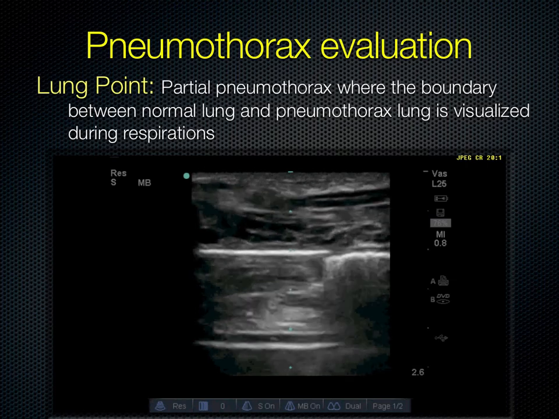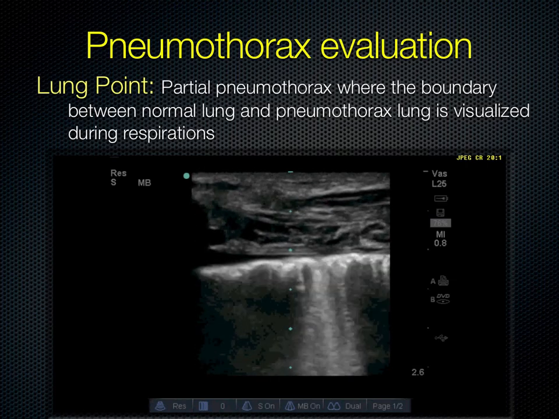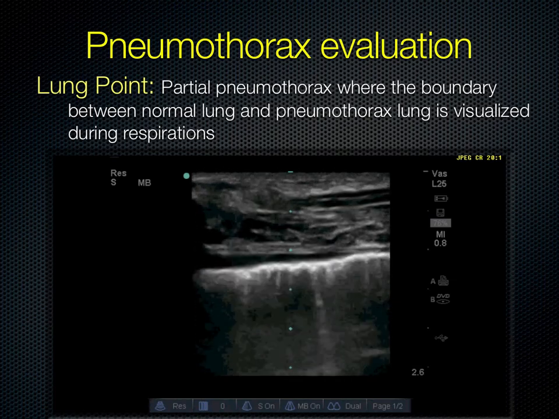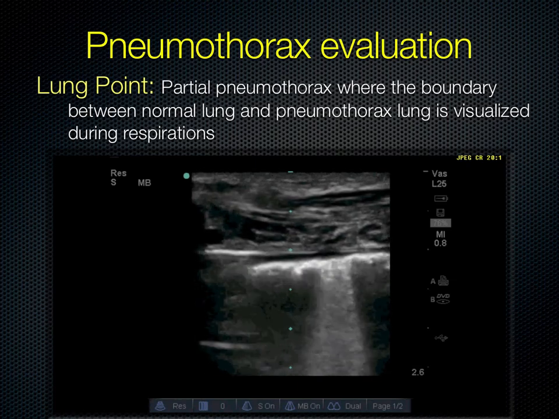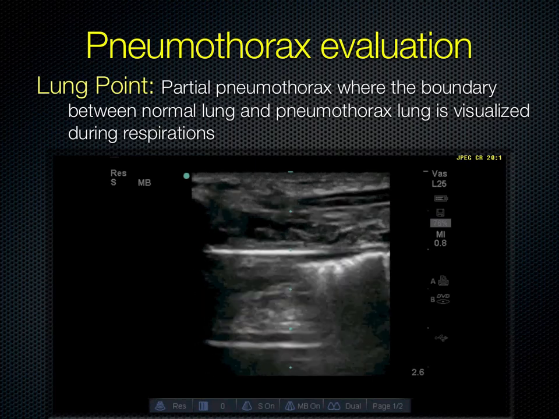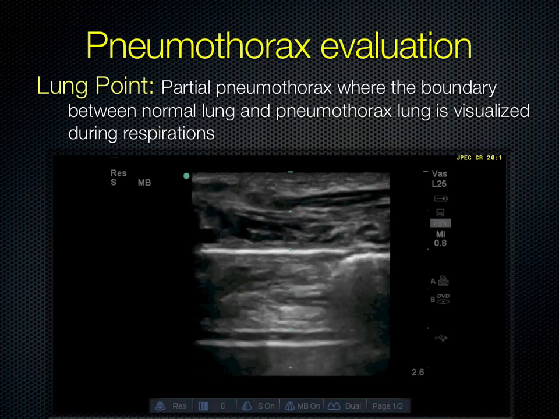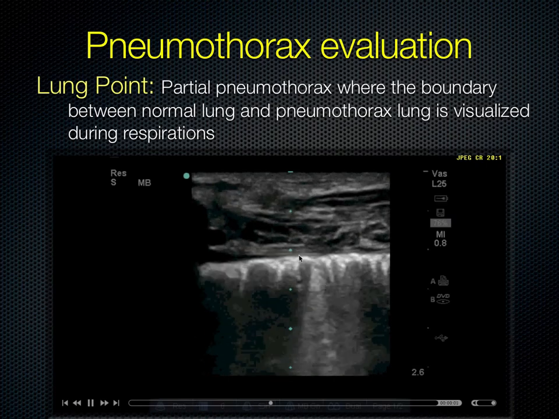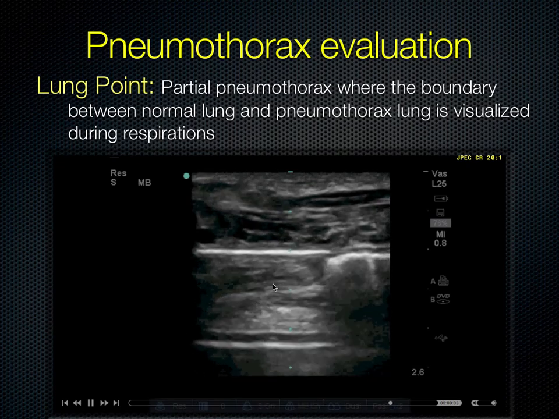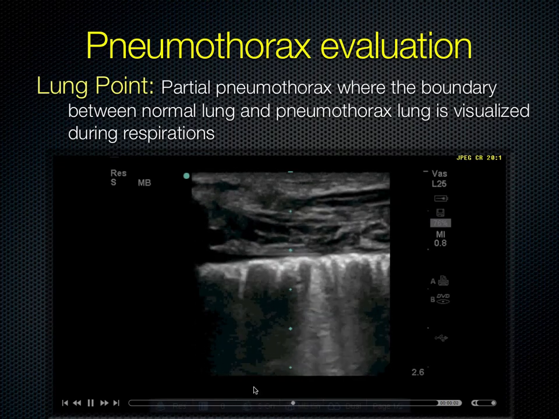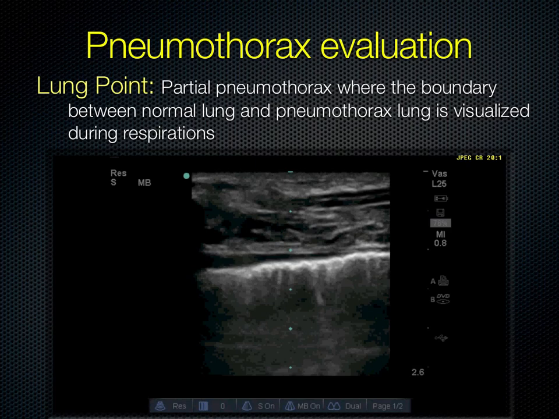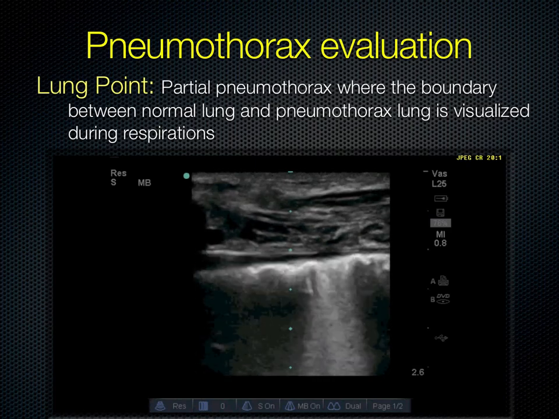I mentioned earlier the lung point, and the lung point is actually 100% specific for pneumothorax. If you see this, then you have a pneumothorax. There's nothing else that does this. So the lung point is where the lung falls away from the chest wall. If you can capture that exact point, during respirations what you'll see is times when the lung slides into the picture where it is attached, and times when the lung is moving back and forth where you can see that it's dropped away and you lose the sliding and you lose the B lines and you get A lines. So really this is the boundary between normal lung and pneumothorax visualized in the same frame.